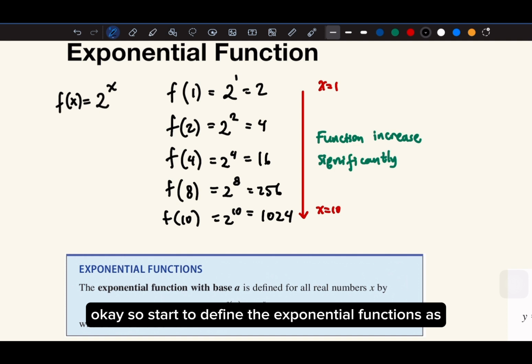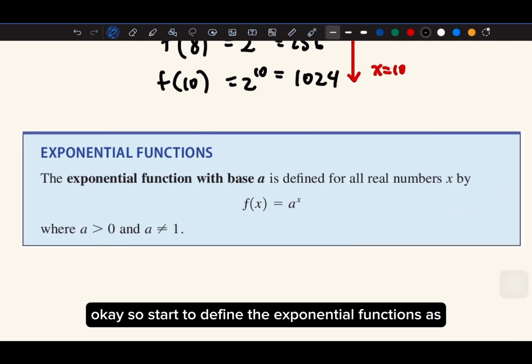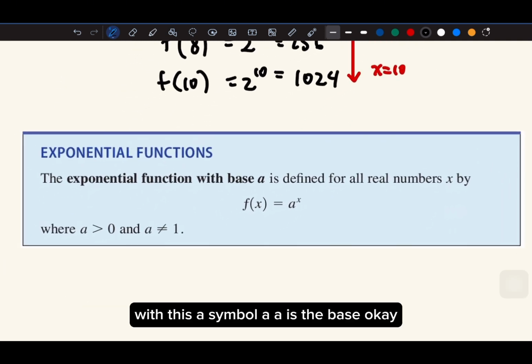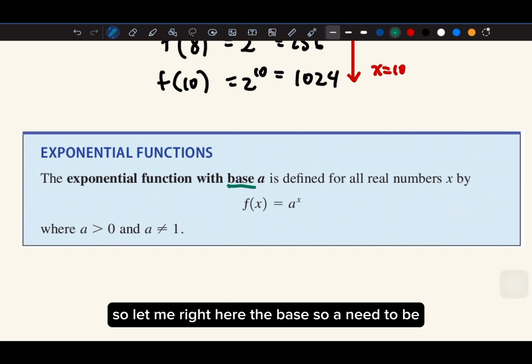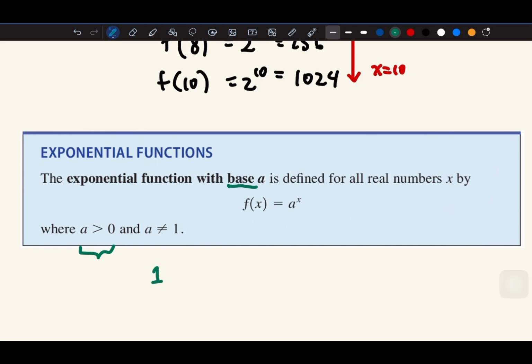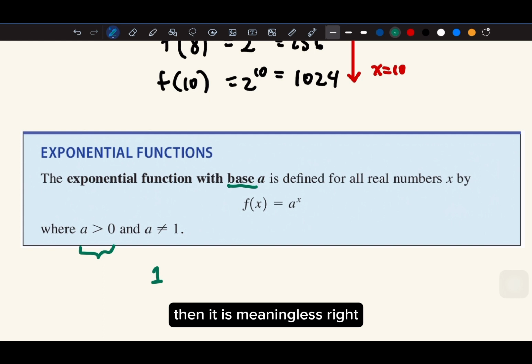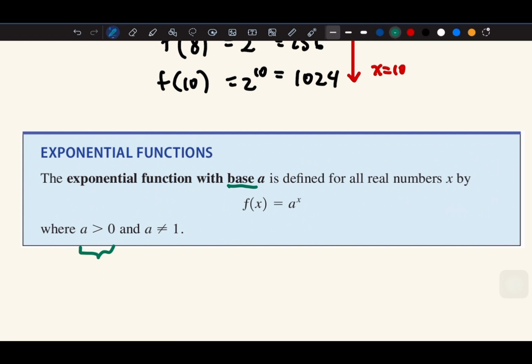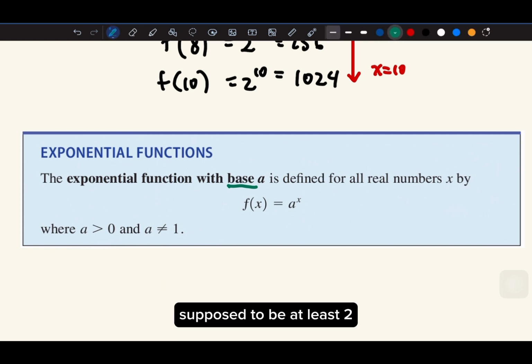So we start to define the exponential functions with this symbol. a is the base. Let me write here the base. So a needs to be a positive number, and it should not be equal to 1, because if we take 1, then it is meaningless, right? It's supposed to be at least 2, or maybe more than 1.